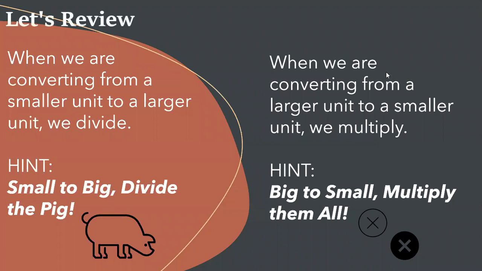All right. In addition, when we are converting from smaller units to larger units, remember, we divide. And a little hint that we can use to remember that is small to big, divide the pig. It's a funny little saying that we can use to help remember that. In addition, when we're converting from larger units to smaller units, we multiply. Our hint for this one is big to small, multiply them all. So hopefully keeping those funny little sayings in your head will help you to remember which operation you need to use when you are converting.